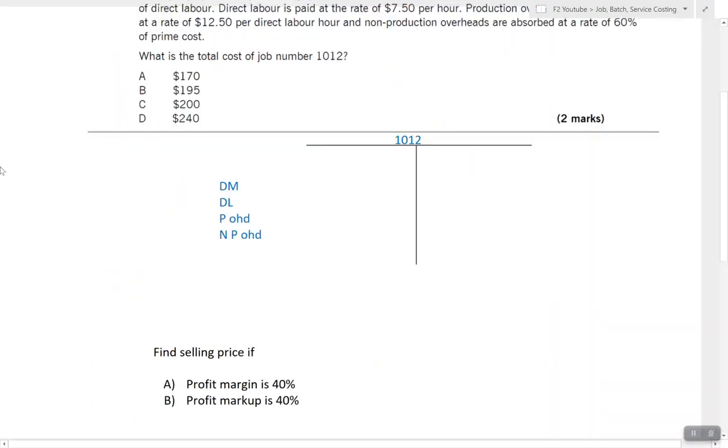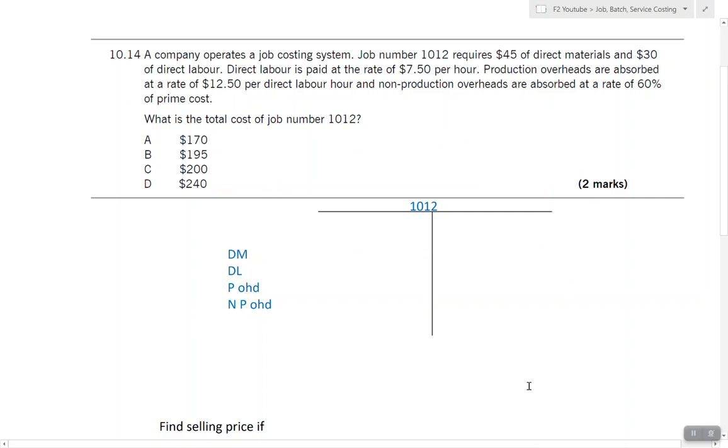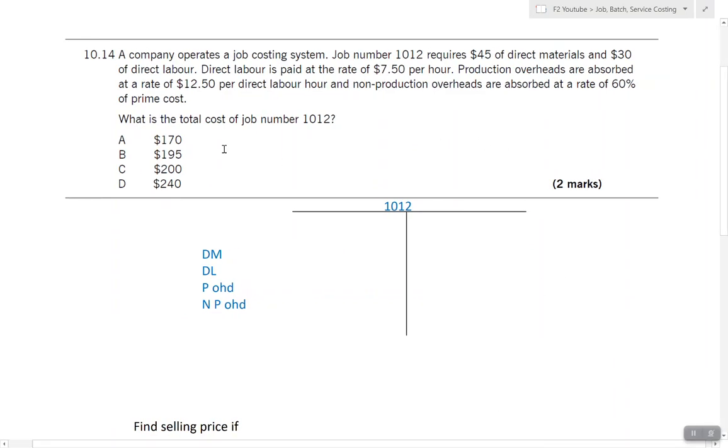Next, what is the total cost of job number 112? A company operates a job costing system. Job number 112 requires 45 of direct materials, 30 of direct labor. Direct labor is paid at the rate of 7.5 per hour. Production overheads are absorbed at the rate of 12.5. Recovered, absorbed means the same thing. And non-production overheads are absorbed at the rate of 60% of prime cost. Prime cost means total cost.